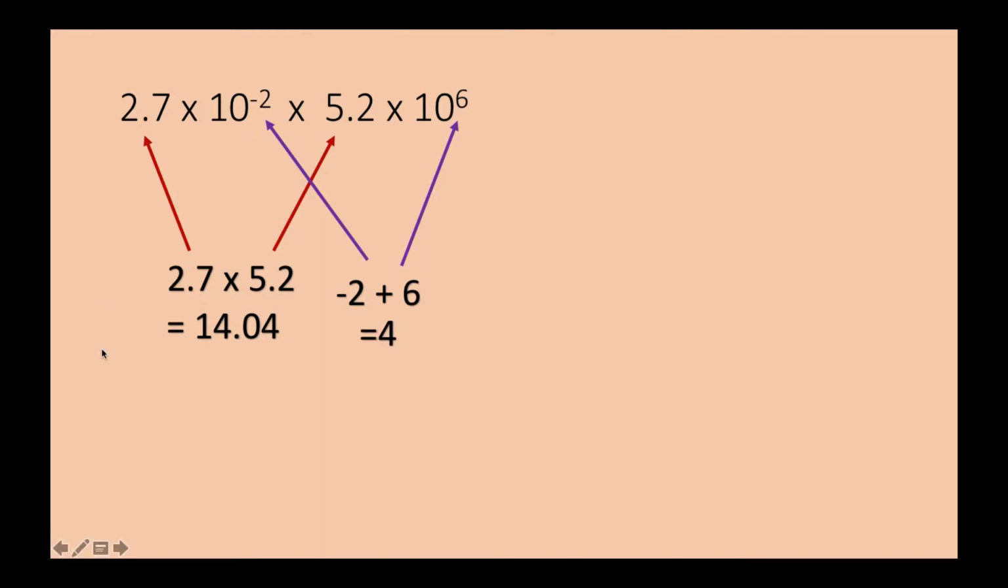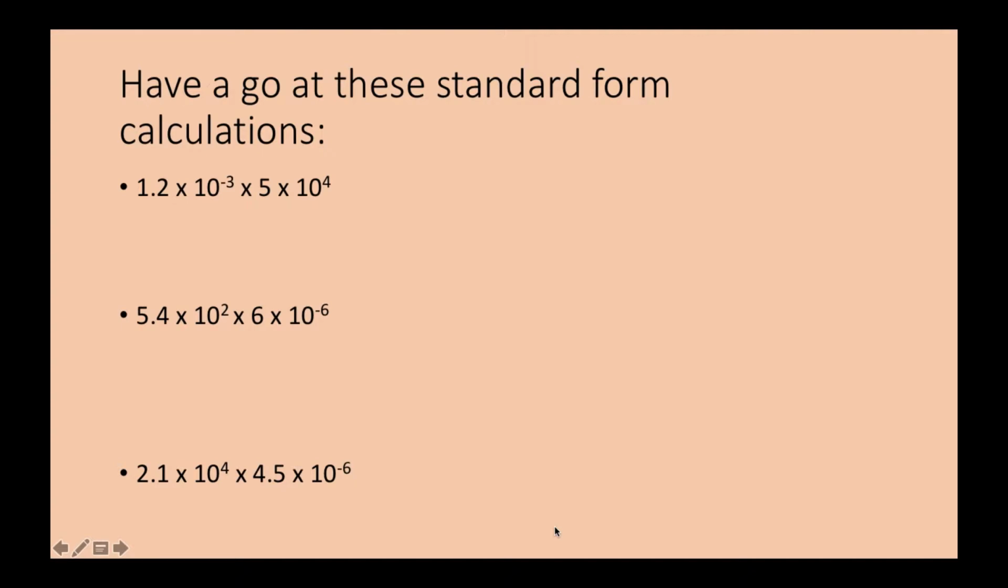So then we have our final answer of 14.04 times 10 to the power of 4, but remember, we've made a little error here. We need to change this to 1.404. The number needs to be below 10, which means we would then add 1 to the power. So 1.404 times 10 to the power of 5. Have a go at these standard form calculations and pause the video, and when you've had a go, I will go through the answers.